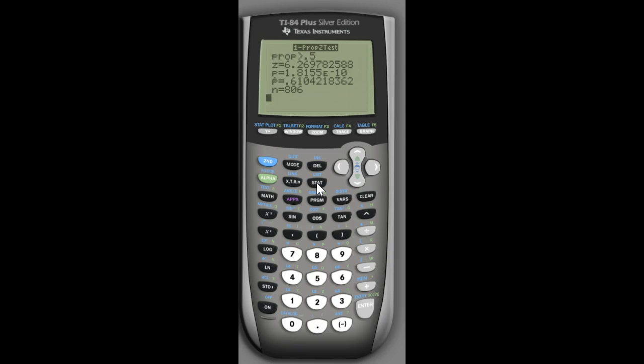And this time I get a p-value. Now if you look, that's 1.815 times 10 to the negative 10. So that p-value is really, really tiny. All right, so let's transfer that over to the paper and draw some conclusions.